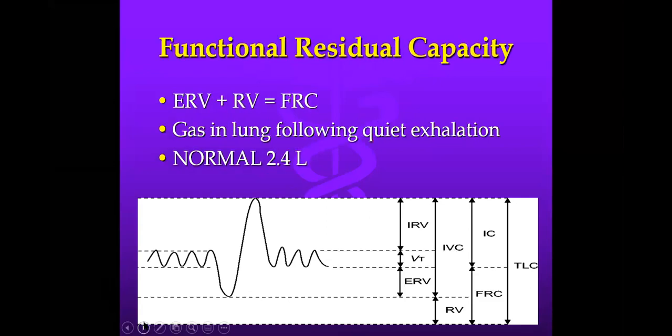That's inspiratory capacity. Then functional residual capacity, the FRC. ERV plus RV equals FRC, and that is the gas in the lungs following a quiet exhalation. Everything that's left after a quiet exhalation, not a forced one. What is left after a forced exhalation? RV. After you've pushed everything you can push out, RV is always left. But the amount of gas left in the lungs after a quiet exhalation would be FRC.